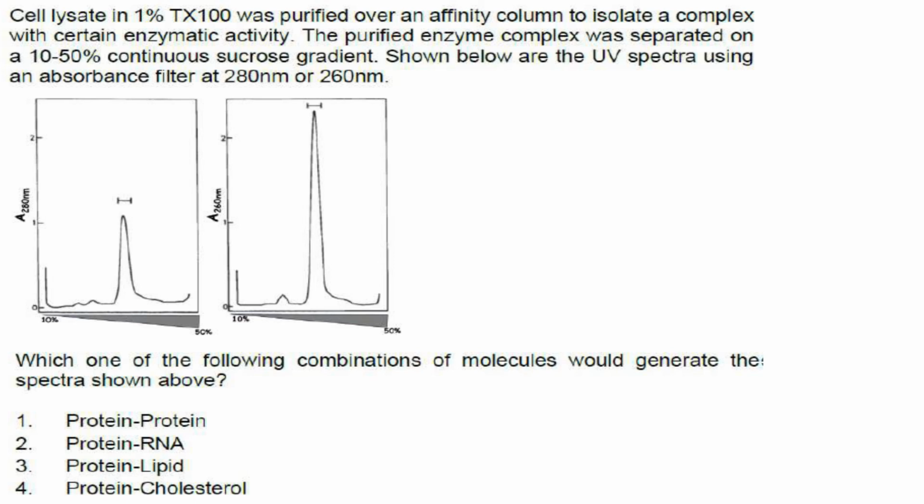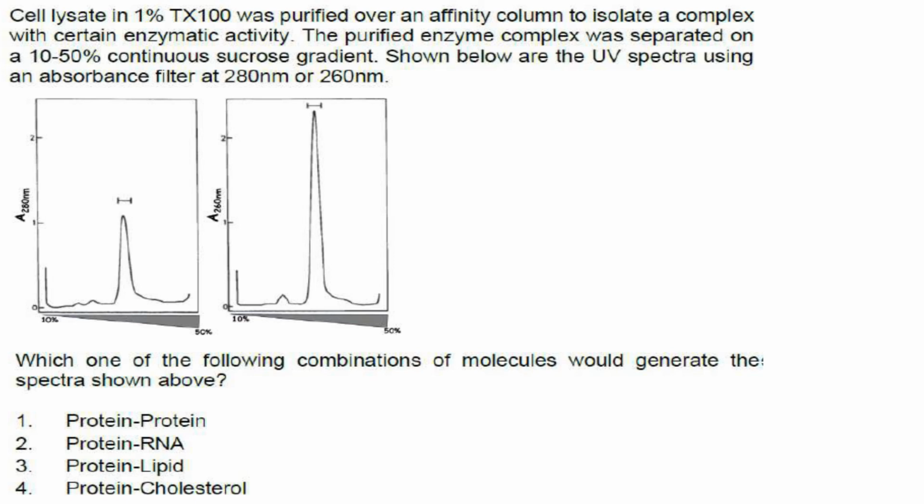Then next one, this was a very easy question. Cell lysate in 1% TX100 was purified over an affinity column to isolate a complex with a certain enzymatic activity. The purified enzyme complex was separated on a 10 to 50% continuous sucrose gradient. After purification, that is, after the affinity column, you again purified the enzyme.